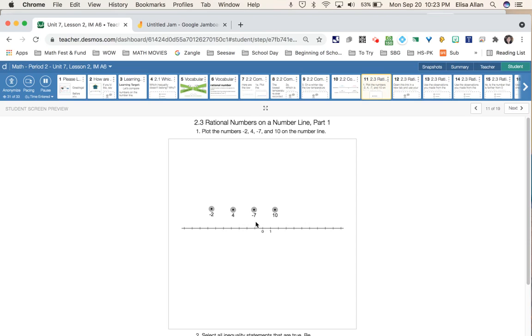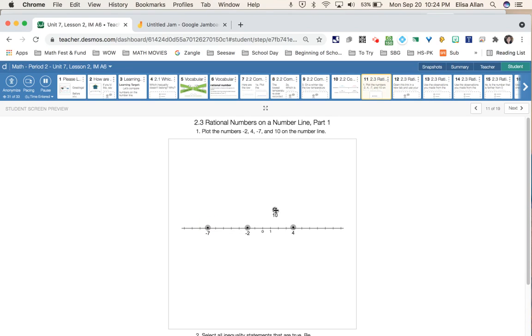And that means going to the left, I should have negative 1, negative 2, negative 3, and so on. So here, from 0, I have negative 1 and negative 2. I'm going to go to the left. Over here for 4, starting from 0, I'm going to go 1, 2, 3, 4 to the right, because it is positive. Starting from 0 for negative 7, I'm going to go to the left since it's negative, and I'm going to go 7 to the left. So 1, 2, 3, 4, 5, 6, and 7.